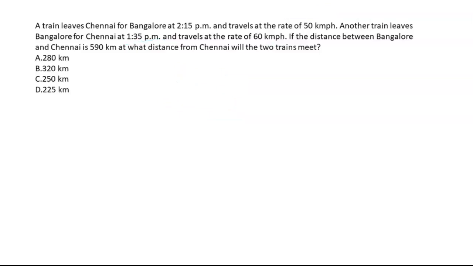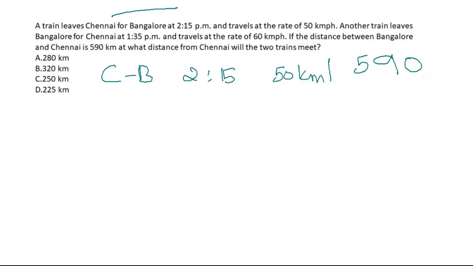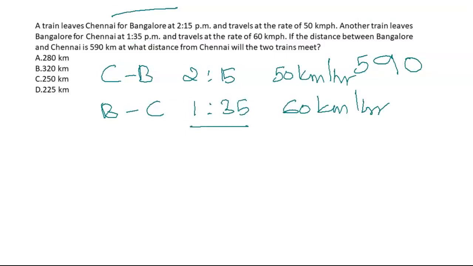So we know the distance is 590. 590 is going to be the distance. And first, what happens is the train from Chennai to Bangalore starts at 2:15, and it goes at 50 kilometers per hour. Okay, this has nothing to do with this because it doesn't make a big difference here. So Bangalore to Chennai, it starts at 1:35, at 60 kilometers per hour. So this is started early. So this train has traveled alone from 1:35 to 2:15, right? After 2:15, relative speed will get active. Okay, we will act with relative speed. But from 1:35 to 2:15, this train alone has traveled.